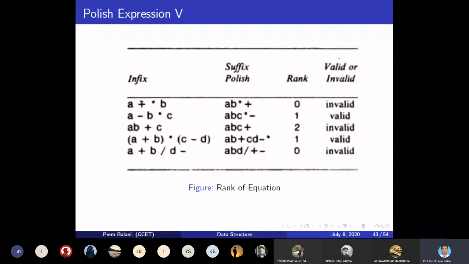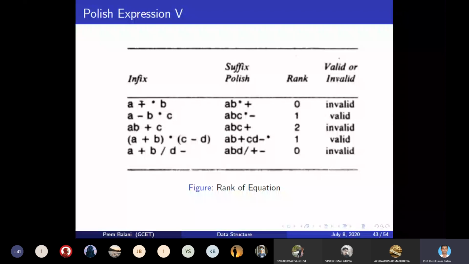A minus b into c, that is correct. AB plus C, this is also not a valid arithmetic expression. In general, we consider AB to mean there is a multiplication between A and B, but here in data structures everything must be represented in the expression, otherwise it would be considered an invalid expression. As in the C language you cannot write AB, right? From the computer's understanding point of view, this is not a valid expression.